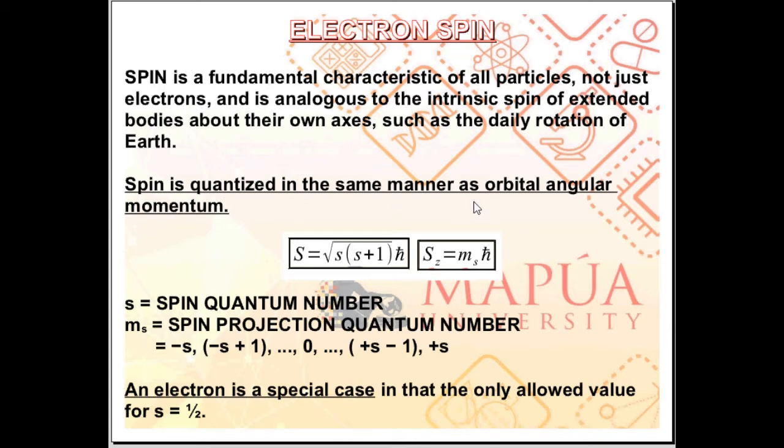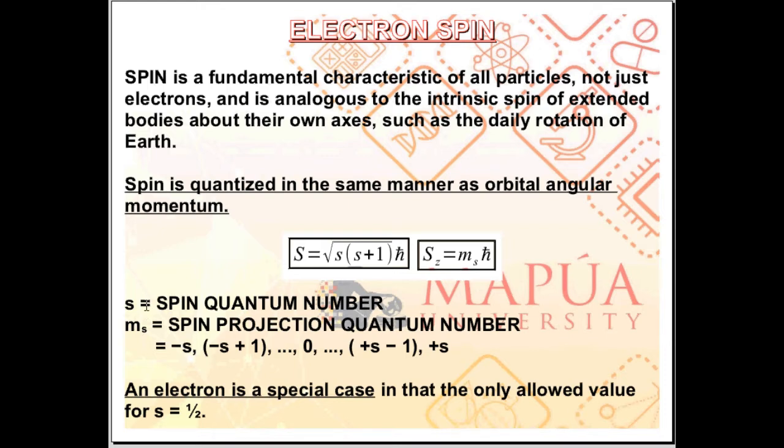Spin is quantized in the same manner as orbital angular momentum. You have spin S equal to the square root of s times (s plus 1) times h bar, and you have the z component of the spin, S_z, equal to m_s h bar. Small s is referred to as the spin quantum number, whereas m_s is the spin projection quantum number, and it depends on small s. m_s is negative s, negative s plus 1, and so on up to 0, and then up to positive s minus 1, and then positive s.